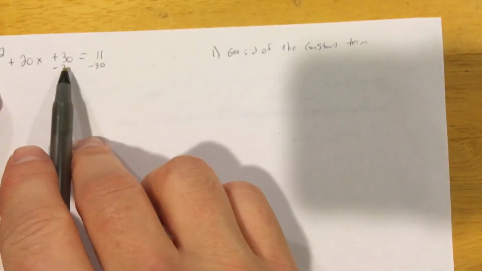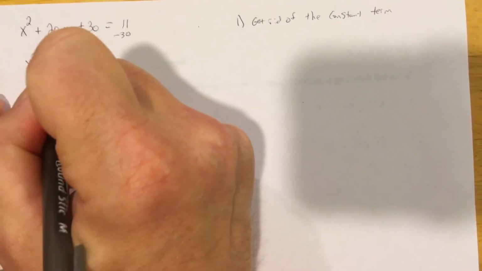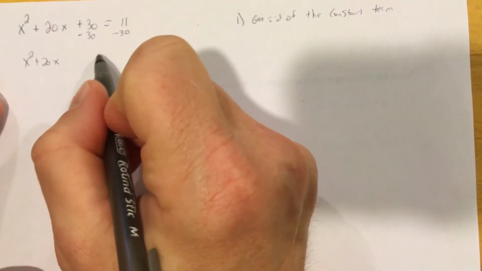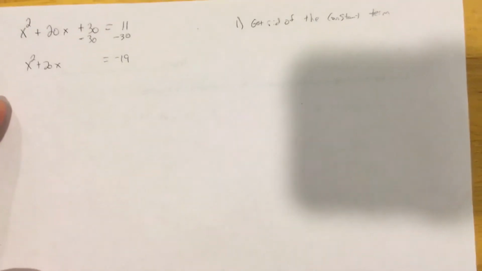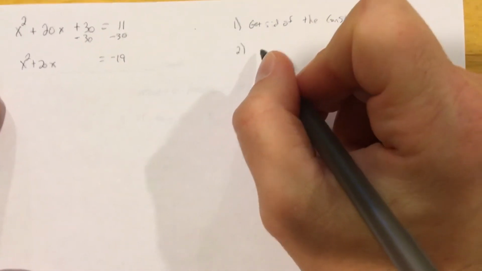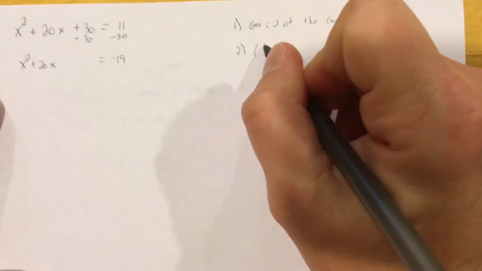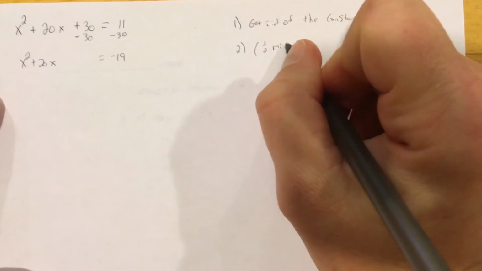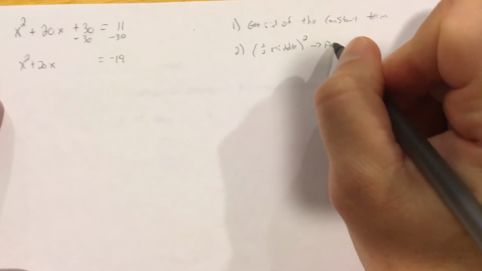We're going to write this as x squared plus 20x, leave a blank here, equals, and then just do that either on your own or on your calculator. We get negative 19. Then we're going to do what we were doing for problems 1 through 4 yesterday, and that is take half of the middle and square it, and then add that to both sides.